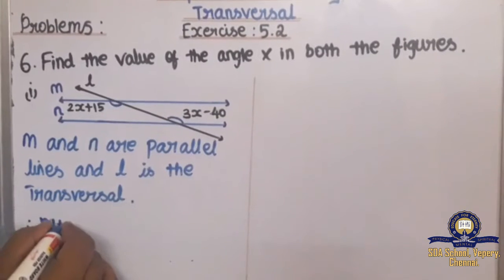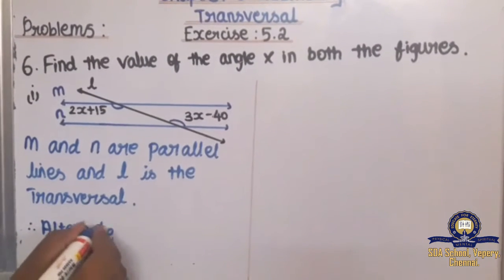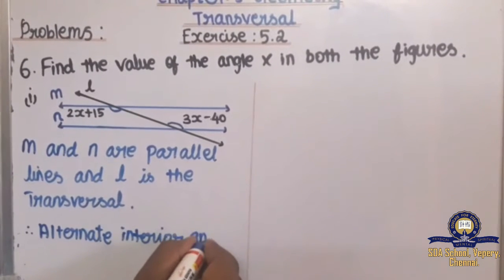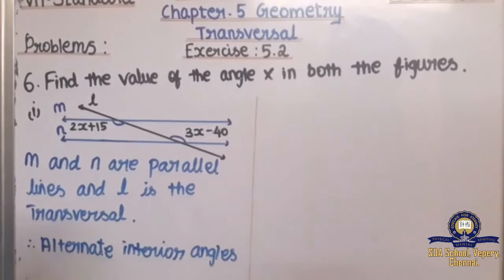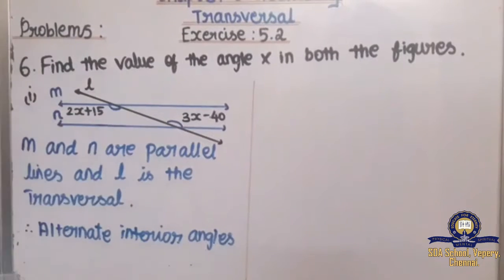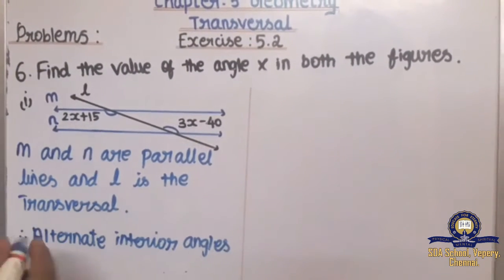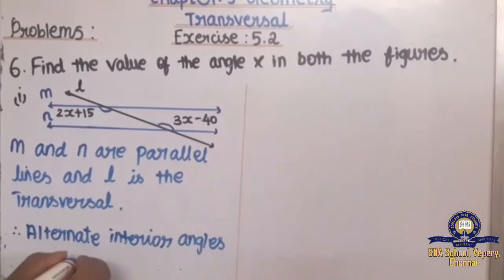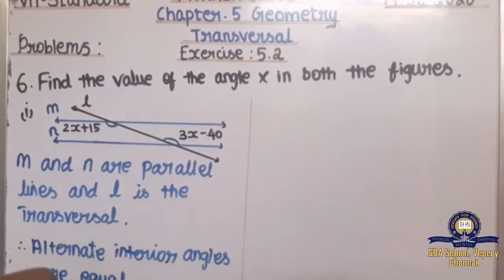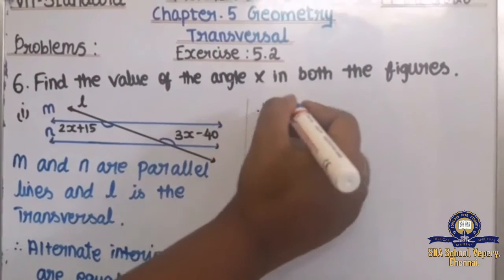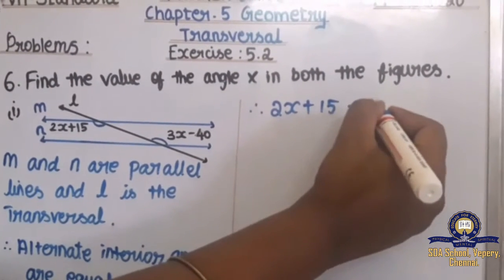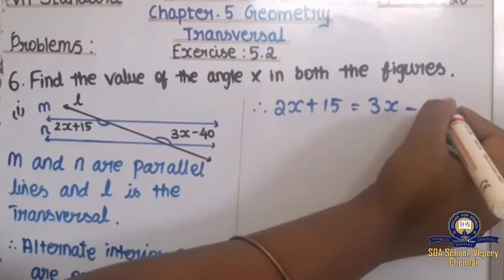Therefore, it is known as alternate interior angles. From the definition, we can conclude that when two parallel lines are cut by a transversal, each pair of the alternate interior angles are equal. Therefore, here we say that the alternate interior angles are equal. Therefore, what are the angles given here? 2x plus 15 is equal to 3x minus 40.